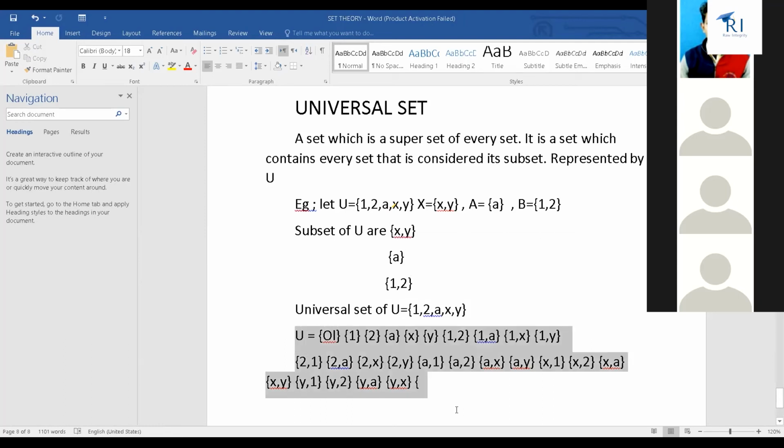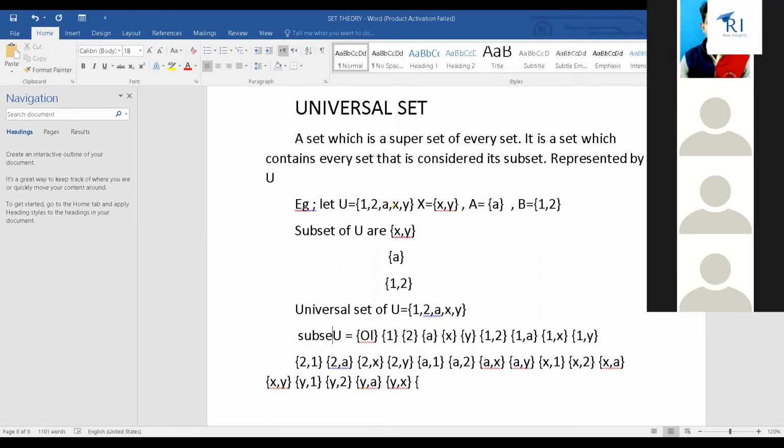This is not the universal set. I'm just trying to show the subsets, not the universal set. You should write it like subsets of U, like P of U. You just need to do this much. Yeah, that's fine also. Subsets of U. Okay, now it's fine, I think.